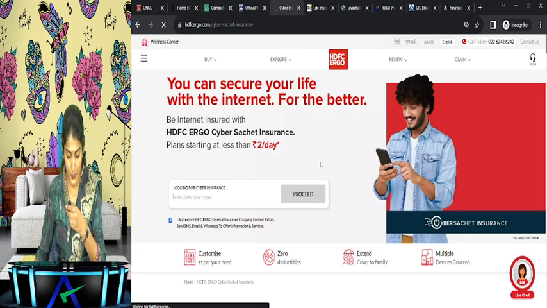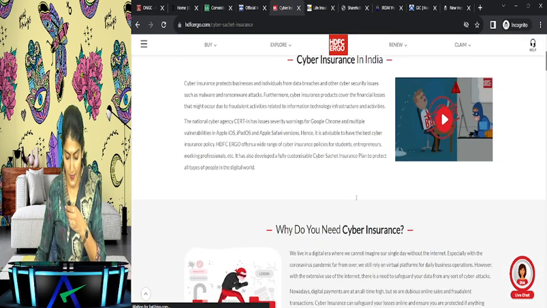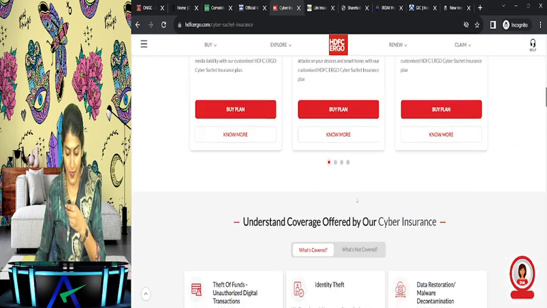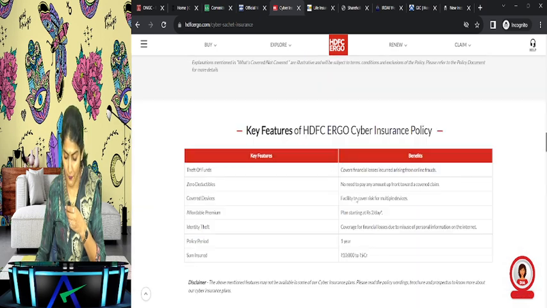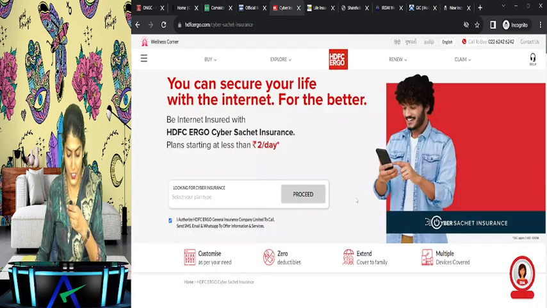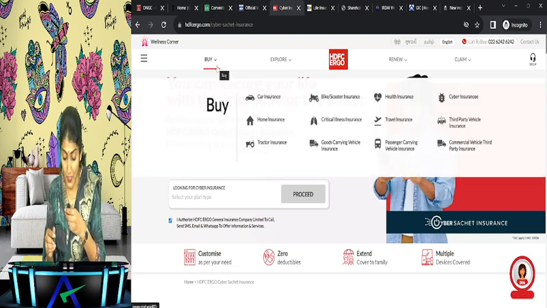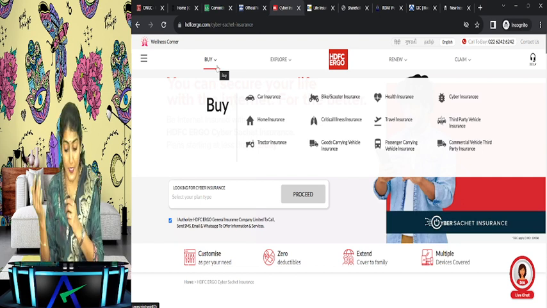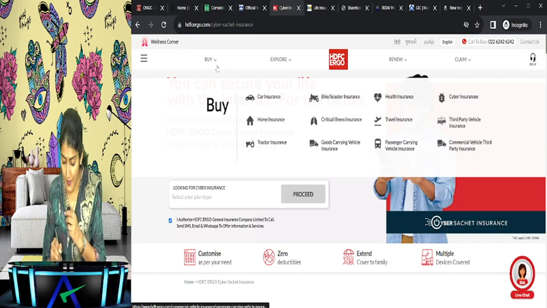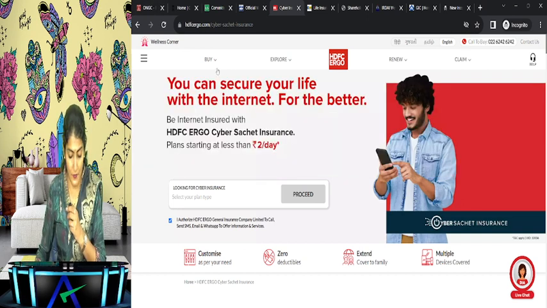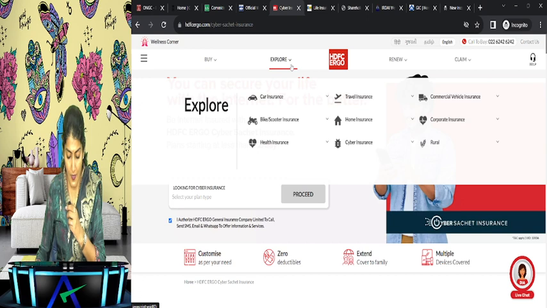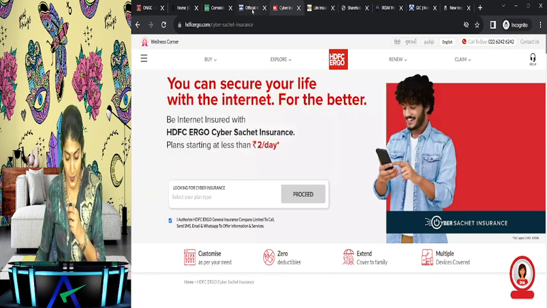So cyber insurance, if I look into it, again it says cyber insurance in India. Why do you need cyber insurance? Again, theft, what are the different types of thefts which are covered? Then, buy car insurance, home insurance, tractor insurance, bike, scooter, critical illness insurance, travel insurance, health insurance, third party vehicle insurance. So these are the different types of insurance which you can buy on the HDFC Ergo website. Are you understanding that, everyone? Okay.